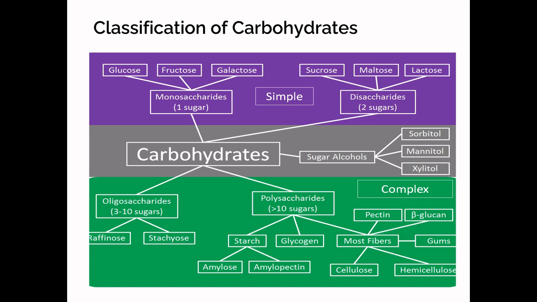So this picture shows an overall classification of carbohydrates. Under polysaccharides, we could see that they are of different types, which are of both plant origin and animal origin. And under fibers, we have pectin, glucan, gum, cellulose, hemicellulose, etc.